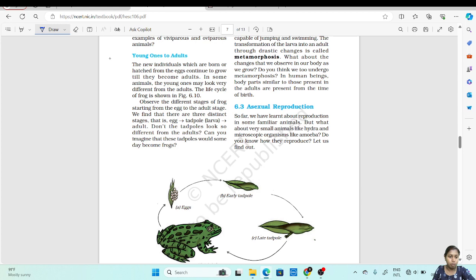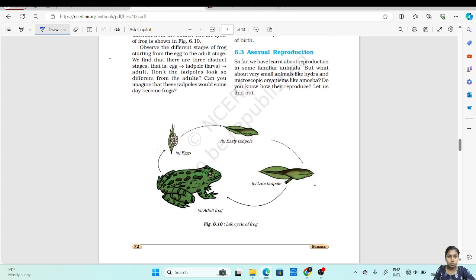For example, frog. So here it shows, this is a frog. Once it lays eggs, then it forms the tadpole, or the larva. Does it look like a frog? No, it doesn't look like a frog. Then it forms the adult frog. So the young ones are totally different from the adult one. They look totally different from the adult one.